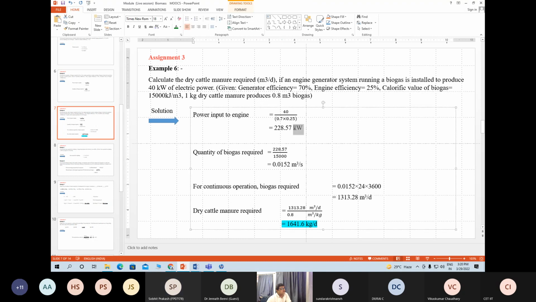So this is in the kilowatt. Basically, kilowatt means we are considering kilojoule per second here. That's why it is a kilowatt, because that is a representation of the unit. Now once you divide this, you will get the value in terms of meter cube per second.